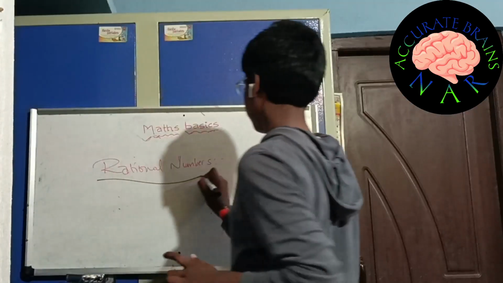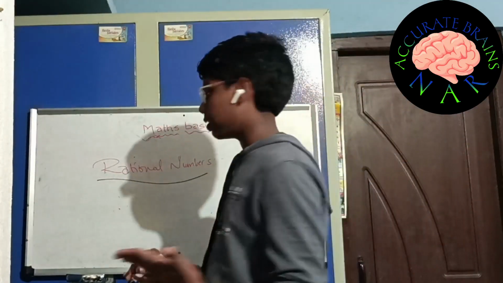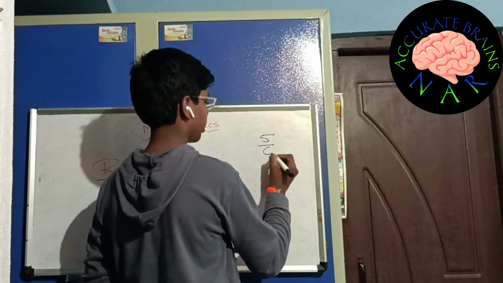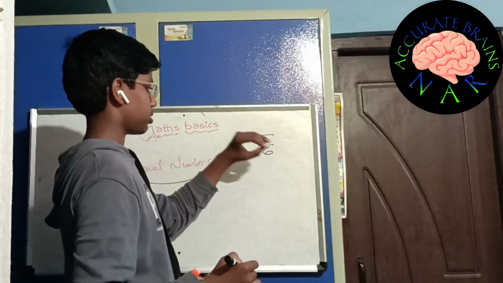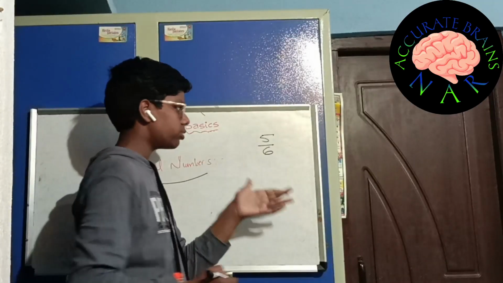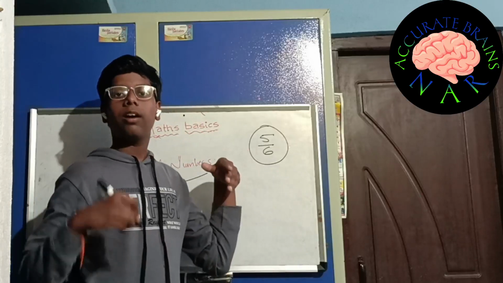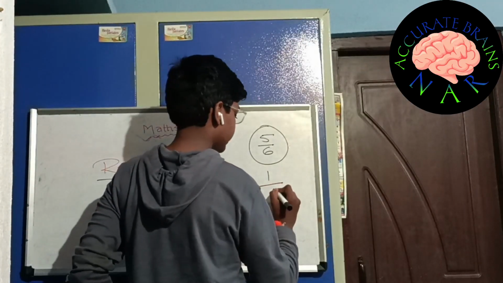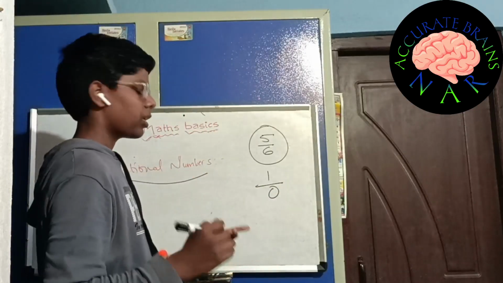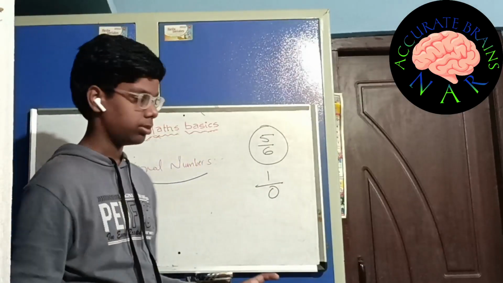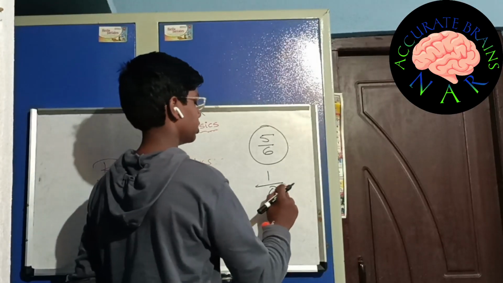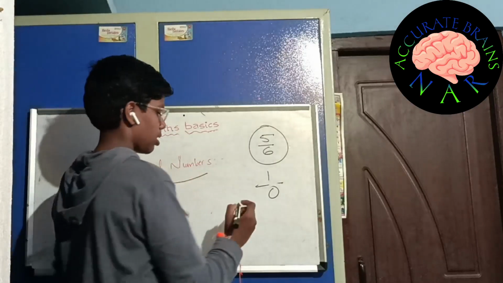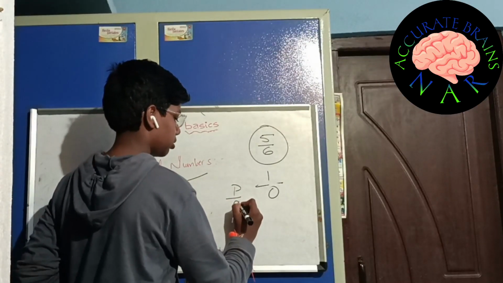So here we know about fractions, right? Fractions are nothing but representations of numbers in the form of p by q. 5 by 6 is a fraction, and it is also a rational number. But 1 by 0 is a fraction, but it is not a rational number, because of the rule of rational numbers. Here we represent rational numbers in the form of p by q.